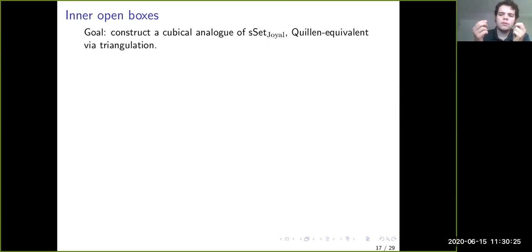So the goal of this project, which we've been working on, is to essentially do something like that for the Joyal model structure. So to obtain a model structure on cubical sets, which would be Quillen equivalent to the Joyal model structure on simplicial sets via the triangulation functor, and which would be naturally analogous to the Joyal model structure in the same kind of way.